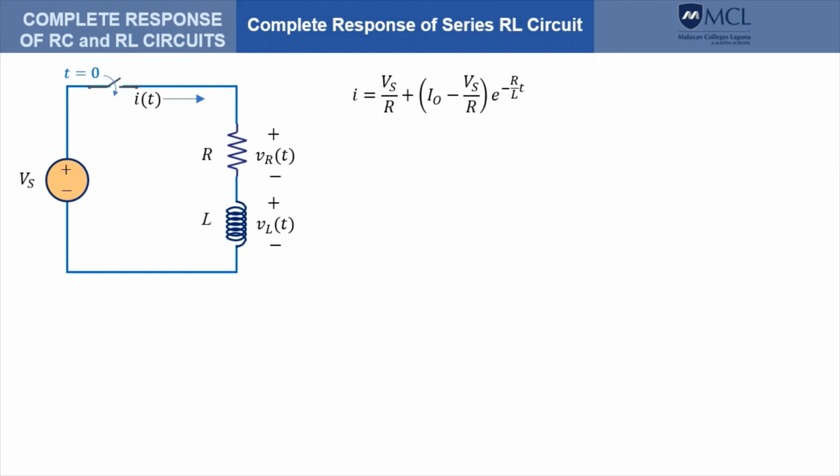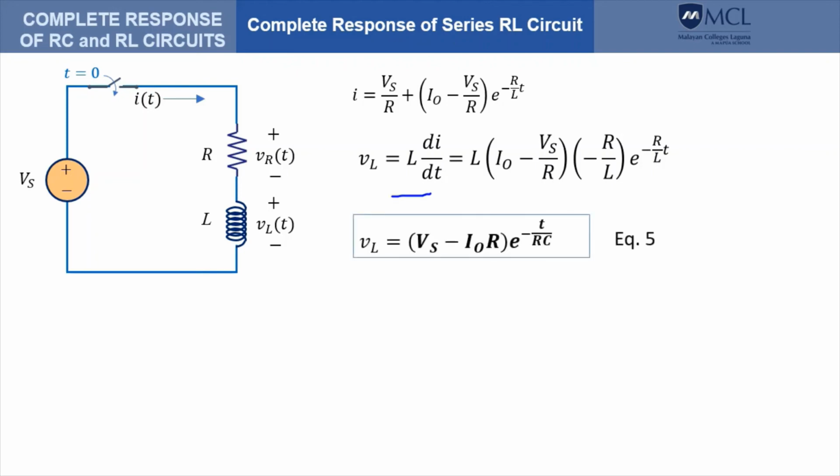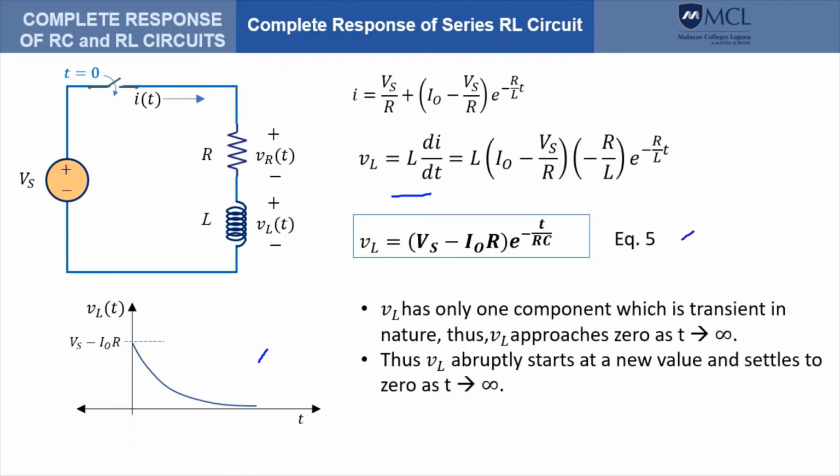We can also solve for V sub L, the voltage across the inductor, from this relationship, and that will give us this equation. We can plot that voltage, and this will give us this plot here. This voltage has only one component, which is a transient component. This voltage also abruptly changes from a 0 value before the switch is closed. It jumps to this value and starts to decay after that and goes to 0 as time increases.